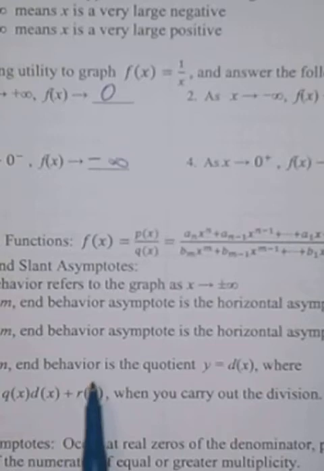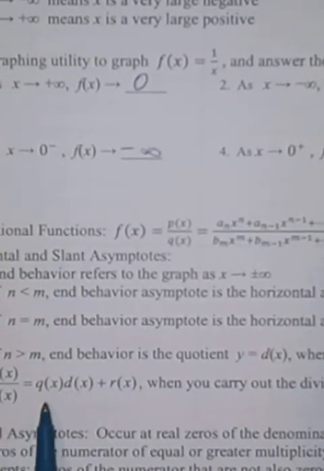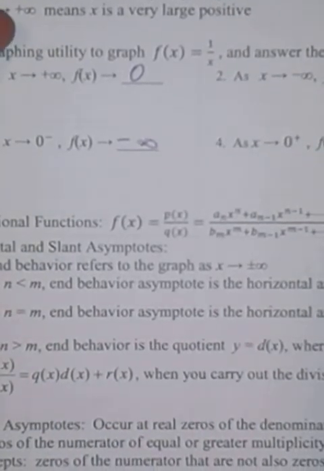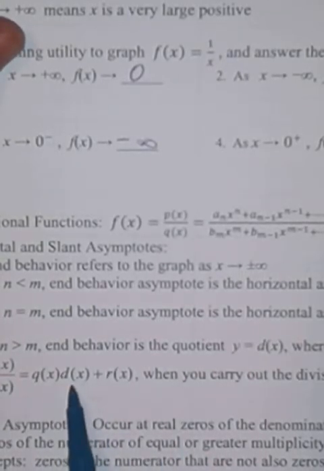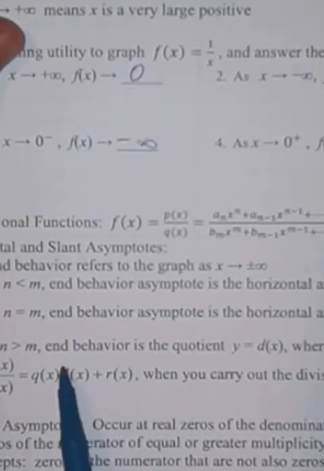If n is greater than m, then the end behavior is the quotient y equals d of x, where p of x over q of x equals q of x times d of x plus r of x. What that means is that you actually carry out the division of the polynomials, and you'll get what is called the quotient d of x, and then you might get a remainder r of x, okay? And so you use d of x as what your graph looks like at the ends, the end behavior.